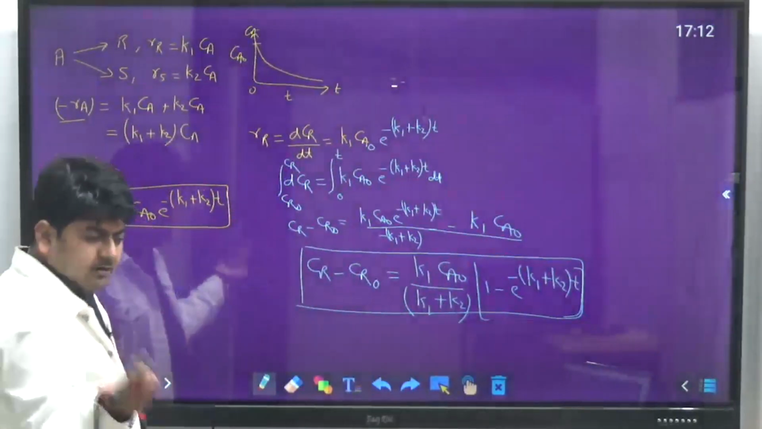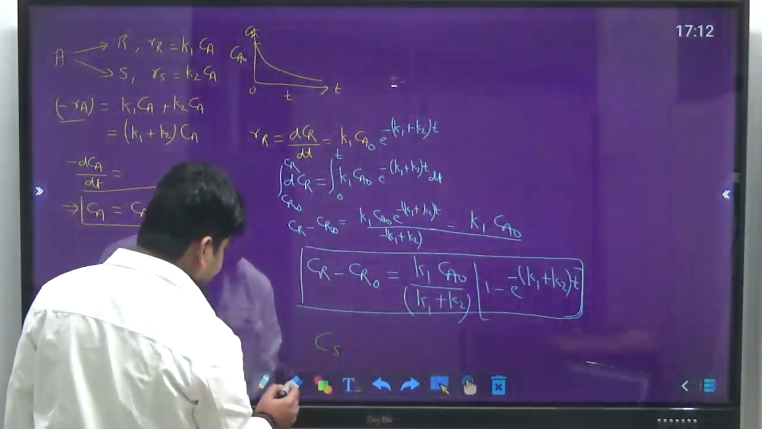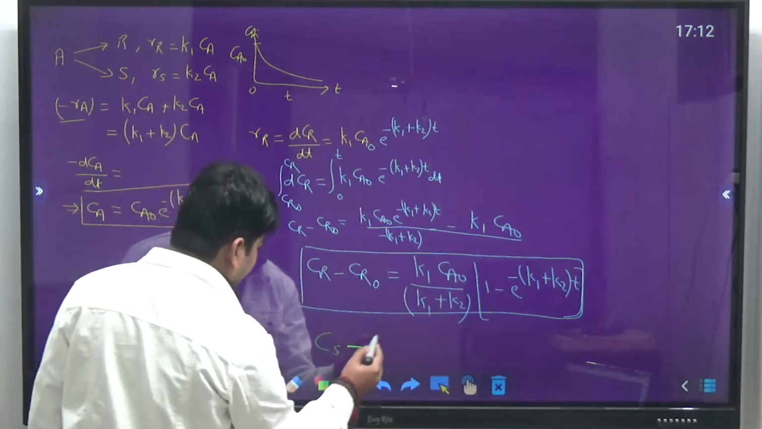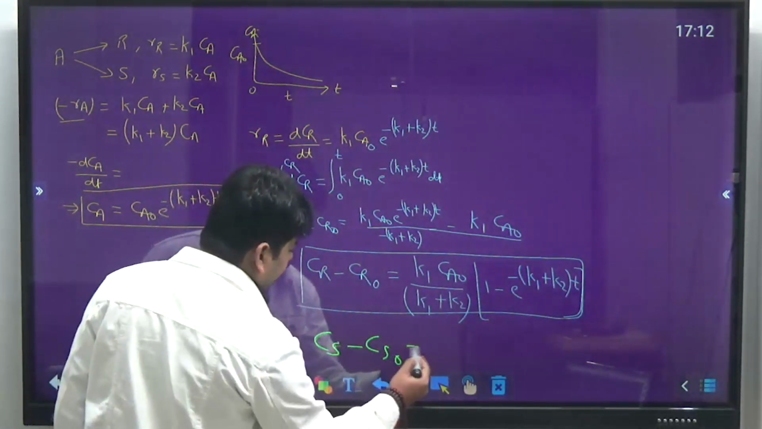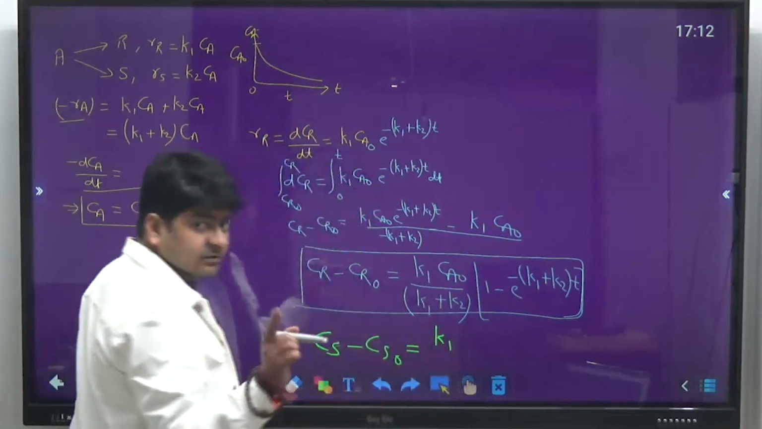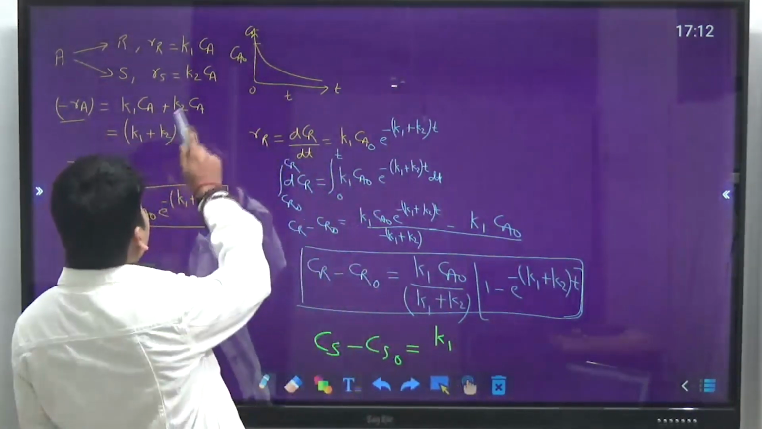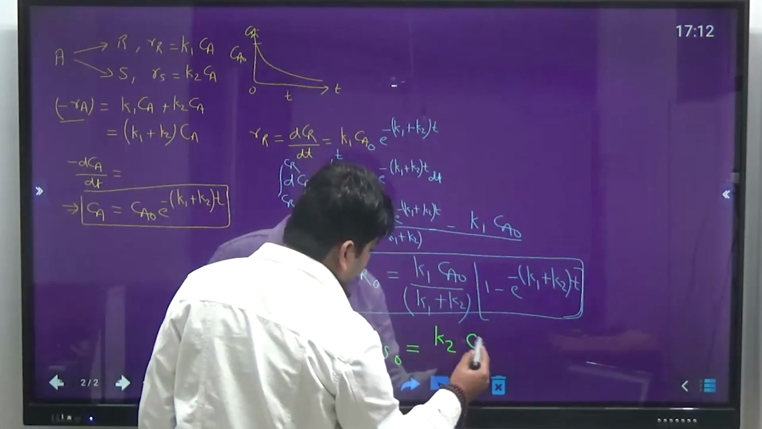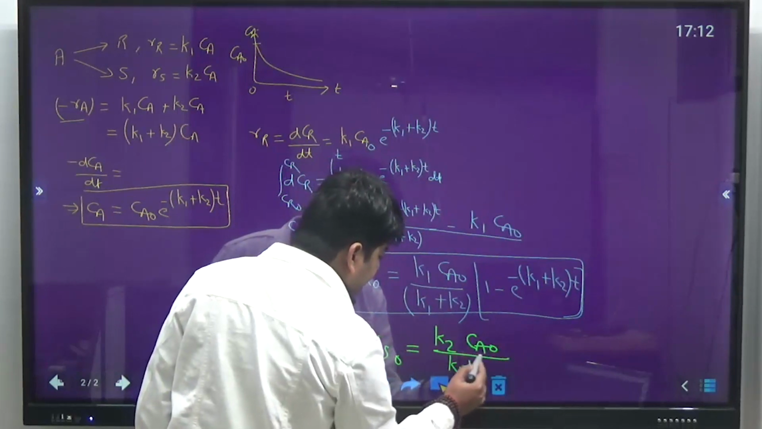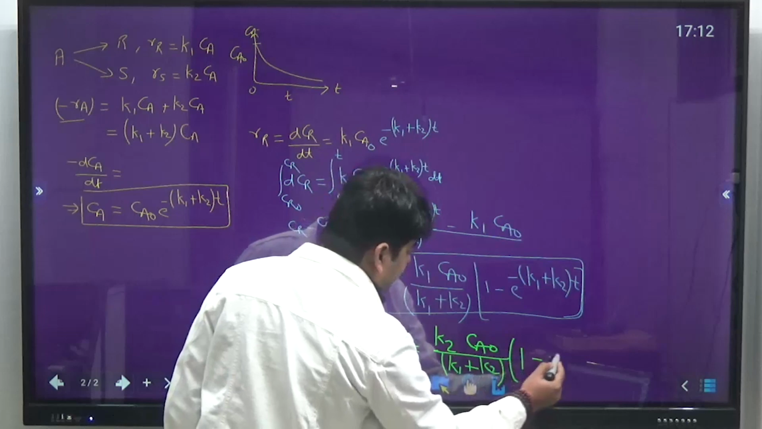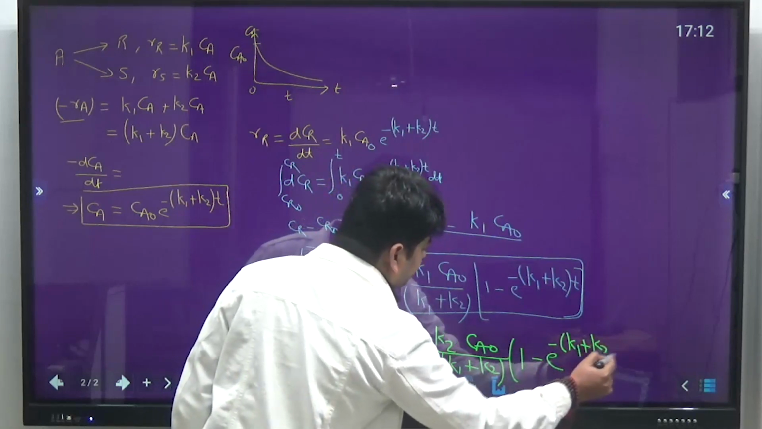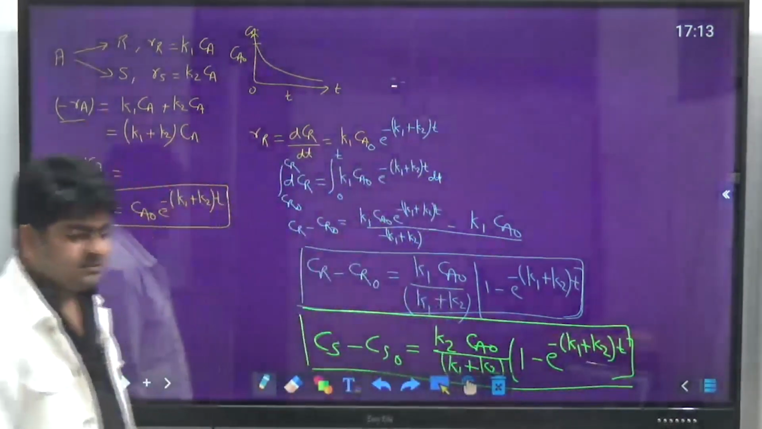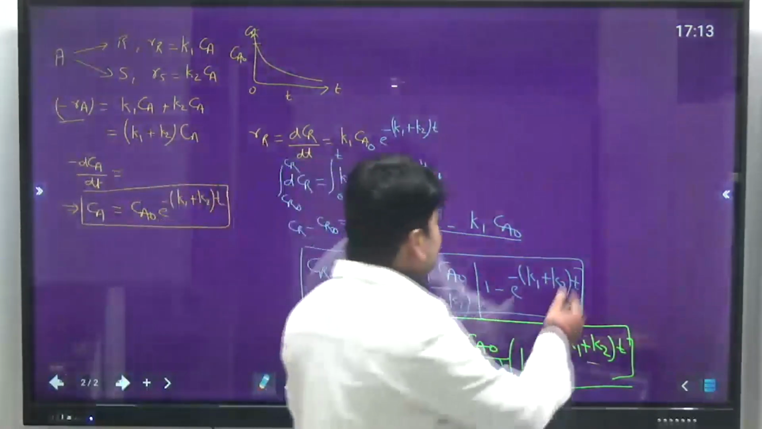And similarly you can write it for S. That will be Cs minus Cs naught is equal to, now we will not write K1, we will write K2, as r_S is equal to K2 Ca. So it will be K2 Ca naught over K1 plus K2 times 1 minus e to the power minus of K1 plus K2 times t. This is the kinetic equation in terms of S, or you can say the concentration profile of S.